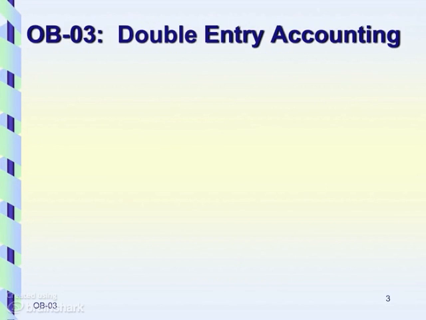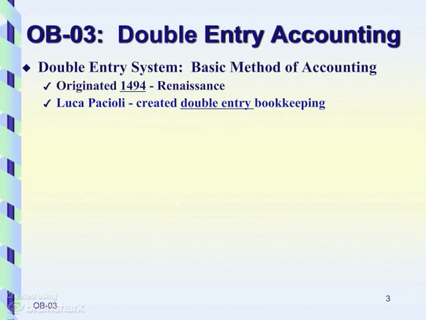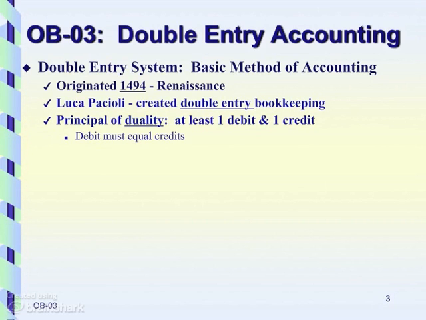Double entry accounting is the basic method of accounting for all businesses. It evolved during the Renaissance, and it was created by Father Luca Pacioli in Italy in 1494. It is based upon the principle of duality, meaning at least one debit and one credit for every transaction, and debits must equal credits for each transaction.